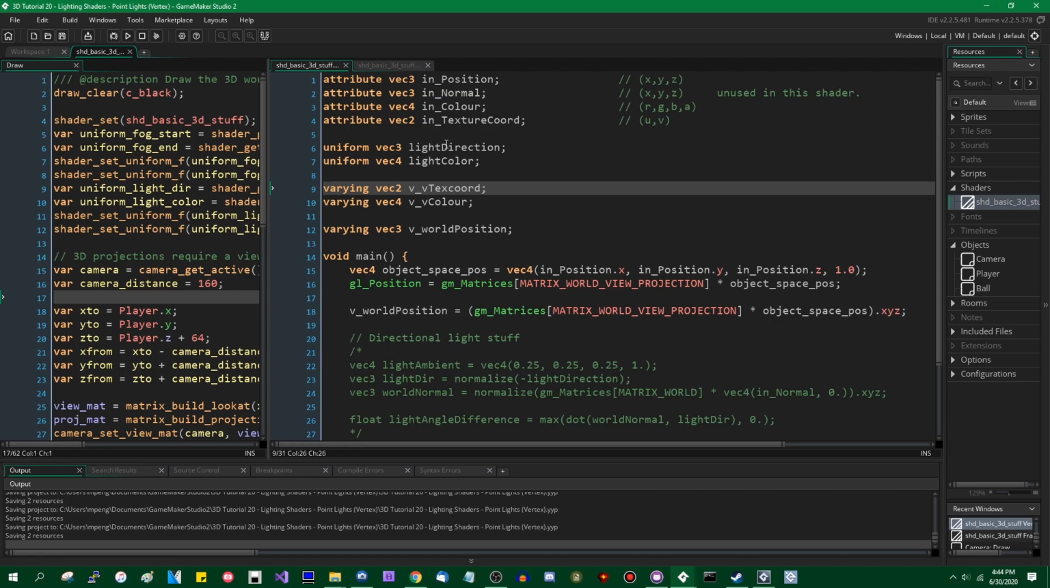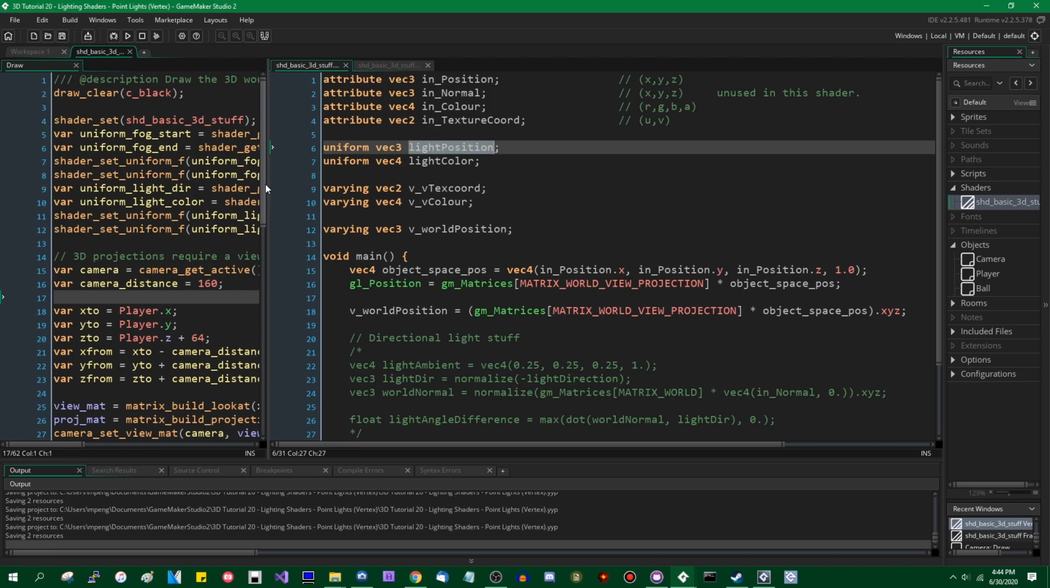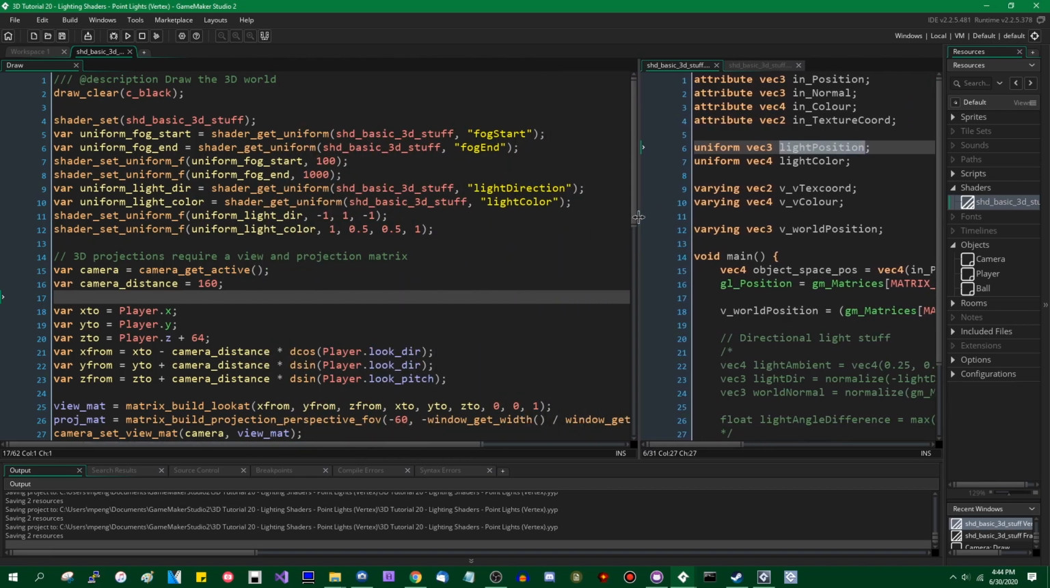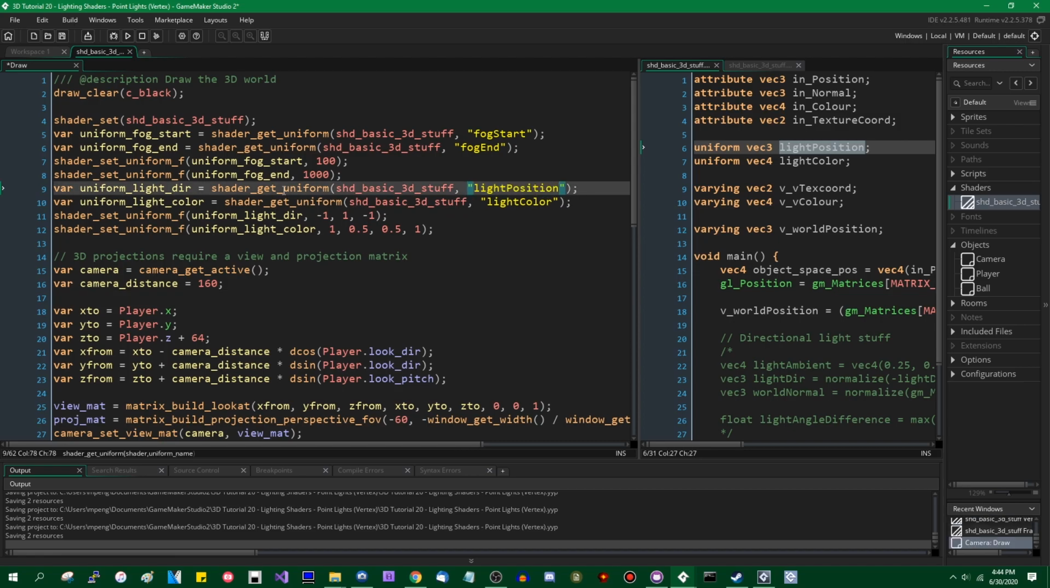So instead of a direction, I'm going to keep the uniforms from the last video, the shader uniforms, but instead of a direction, it's going to be position. And I'll do some other fun things with that later. Let's put this in the middle of the room somewhere. What would be about the middle of the room? That's about the middle of the room.